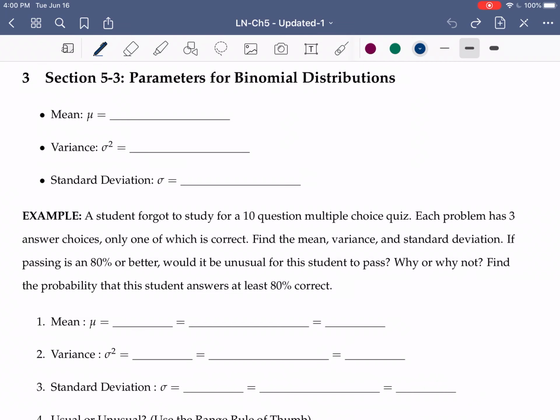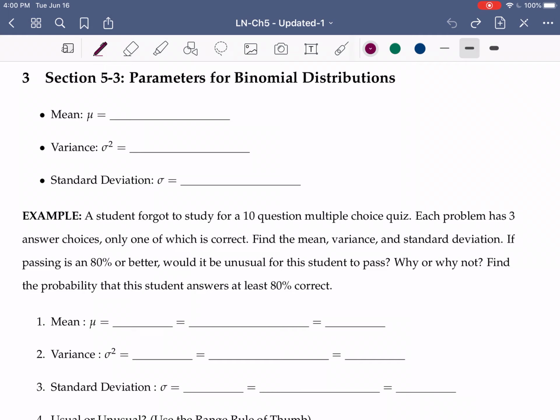In this video, we're going to take a look at some different parameters for binomial distributions. Remember, parameters are these values that are going to describe populations. And so when we talk about parameters for a binomial distribution, we're thinking about a mean or variance or standard deviation that describes the population of all the things that could have happened for a particular distribution. So we can use methods from way back in 5.1 to calculate the mean for a binomial distribution.